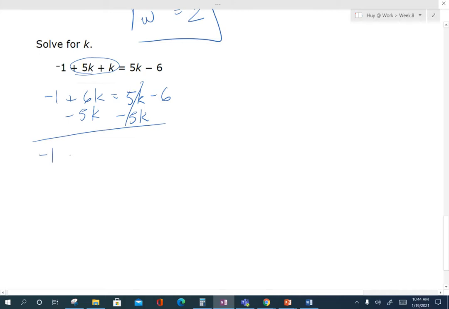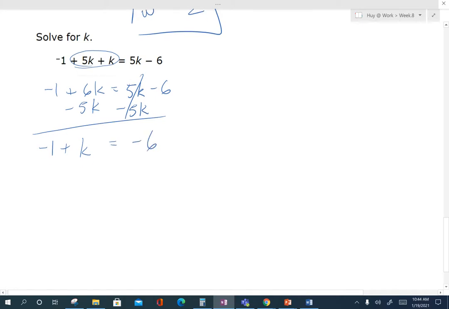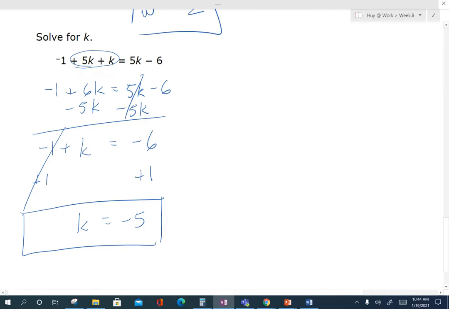So we have -1 plus 6k minus 5k is just 1k equals -6. All right, so now we have a 2-step equation. Let's move this constant to the other side. So positive k equals -6 plus 1 is a -5. All right, there we go. And that should be the last.